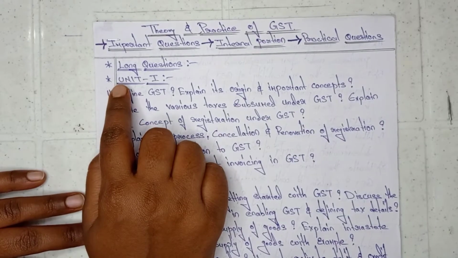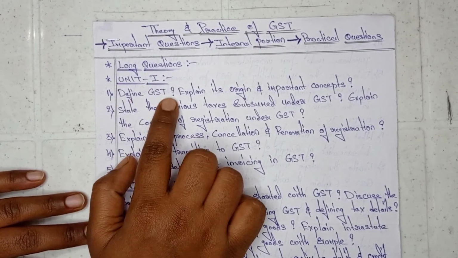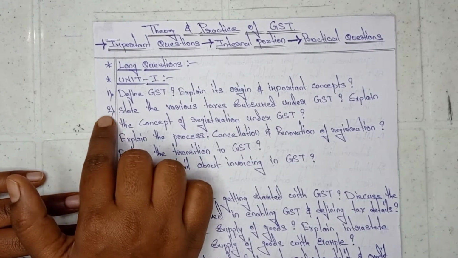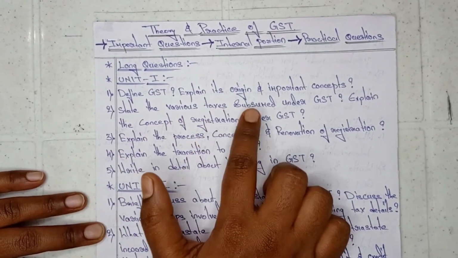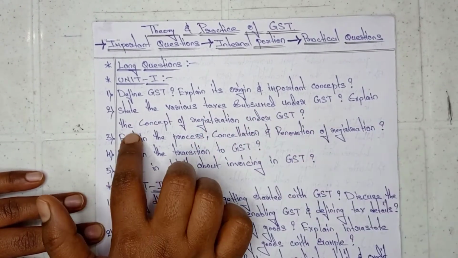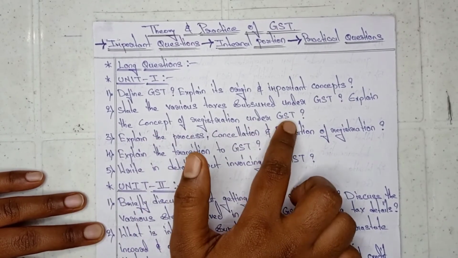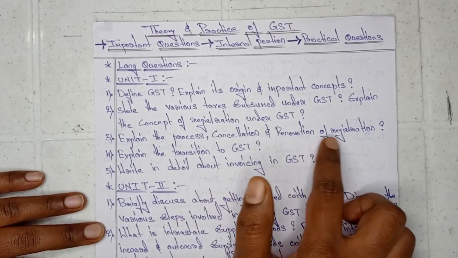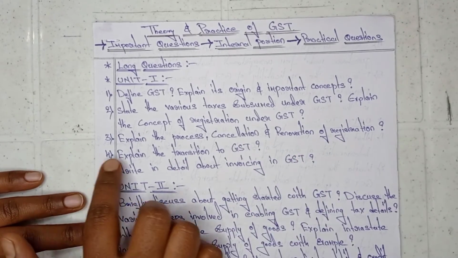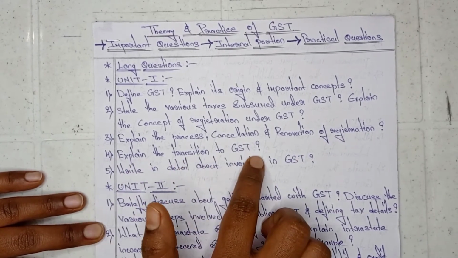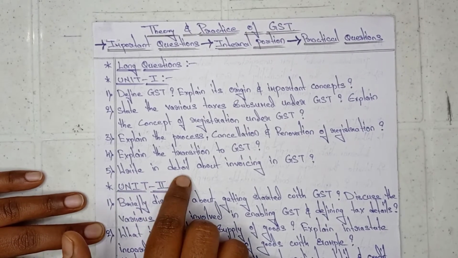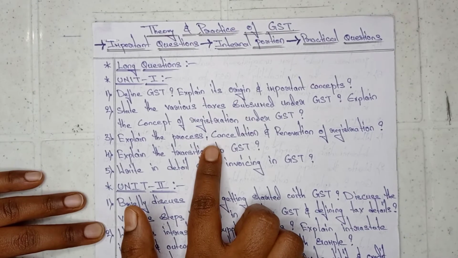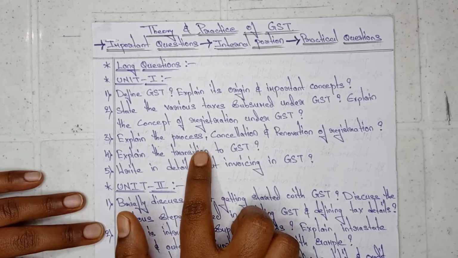So coming to the first unit: define GST, explain its origin and important concepts. Second question, state the various taxes subsumed under GST. Explain the concepts of registration under GST. Third question is explain the process, cancellation and revocation of registration. Fourth question is explain the transition to GST. Fifth question is write in detail about invoicing in GST. These are the 5 long important questions from Unit 1.